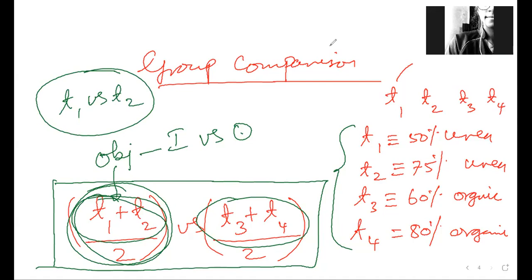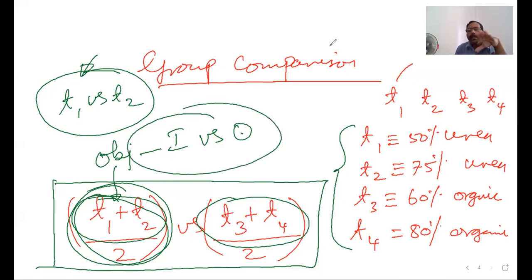Levels of urea. Whether 50% urea is better or 75% urea is better. In that case, a different objective. So even in a group of experiments, we can test based on the objective. So this is what we call mean separation.